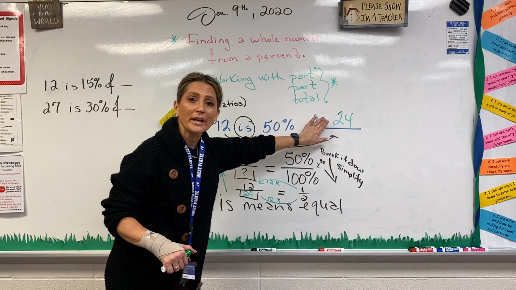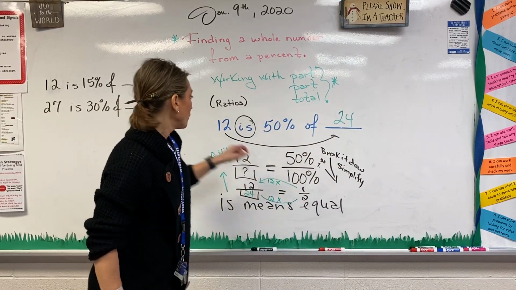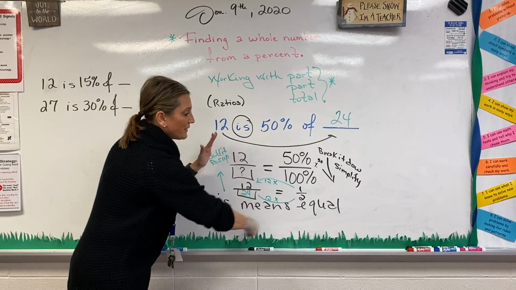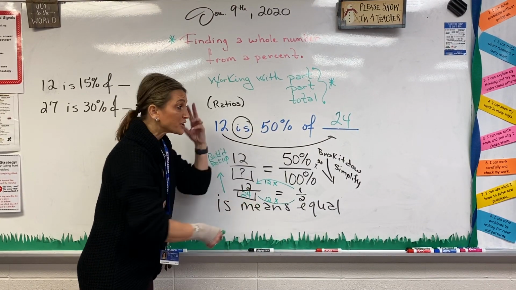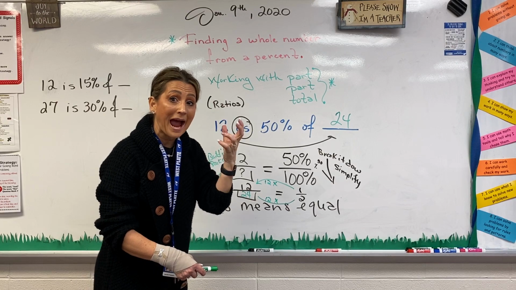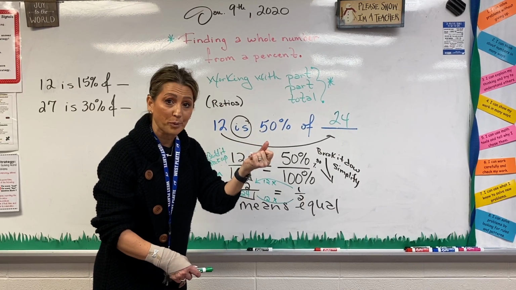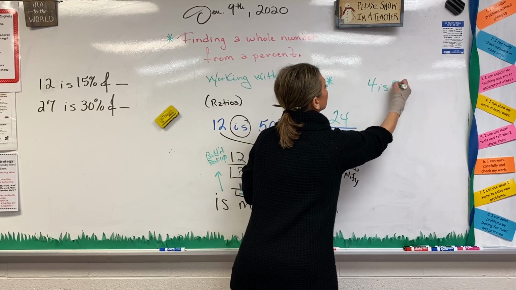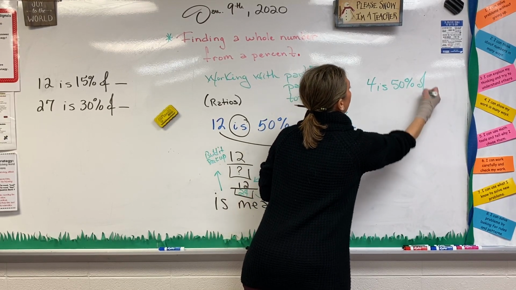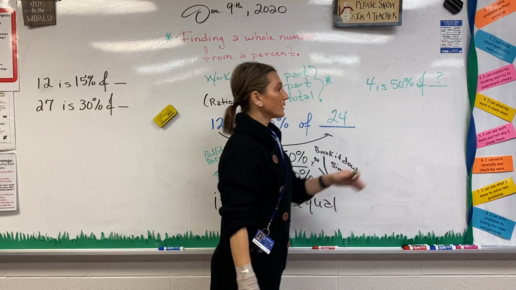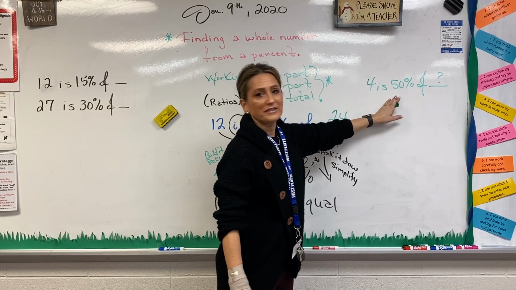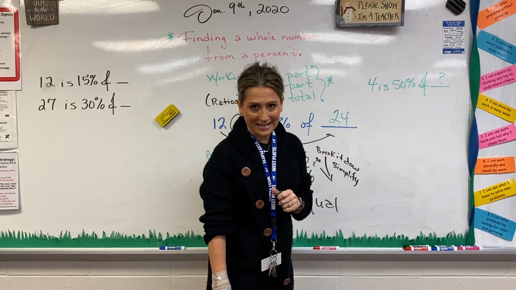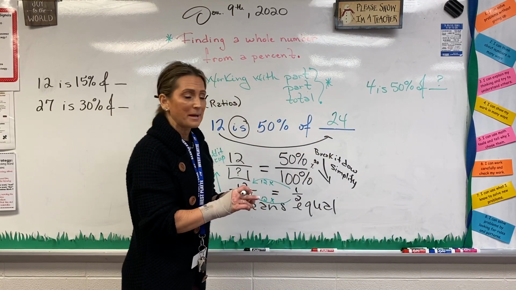Now your students can see this problem very easily because 12 is 50% of something. Well, what number, if you took half of it, would give you 12? They know right away it's 24. They didn't even have to do this ratio work. Sometimes their mental math and number sense answers the problems for them. It's the same if I wrote something like 4 is 50% of what number? Well, what number, if I took 50% of it, would give me 4? They can see that right away. It's 8. So those are fairly simple.